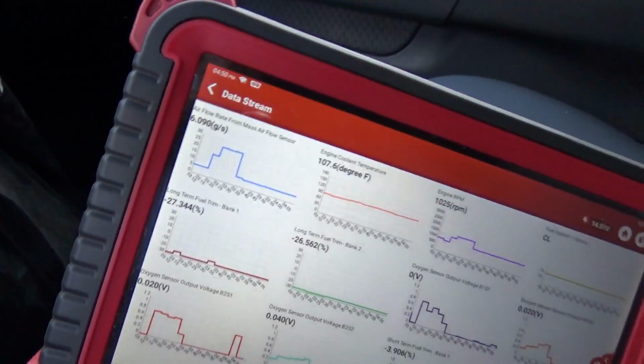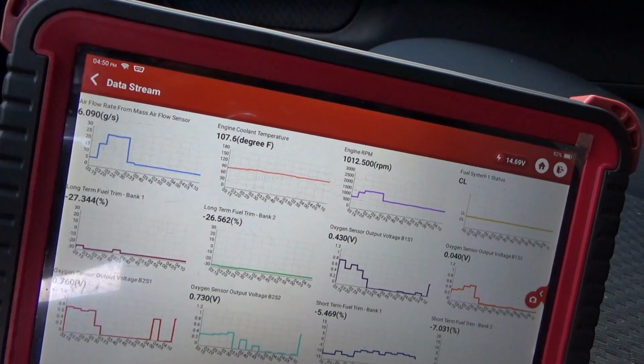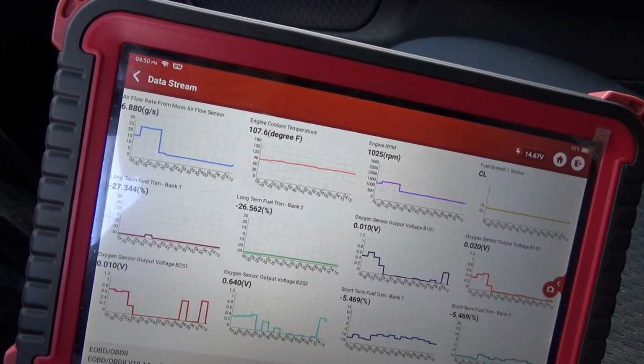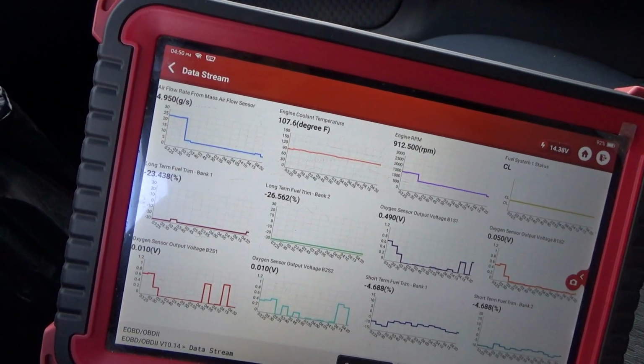Look at that, over 6 grams per second. We're at 1,000 RPM here. I don't know if this video is even worth posting. Aftermarket junk sensors. If it has wires, go OEM, please. Especially if it has to do with drivability.